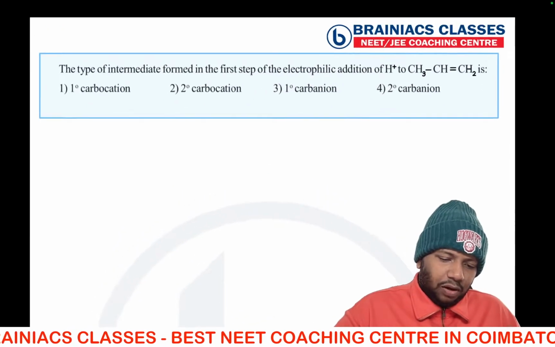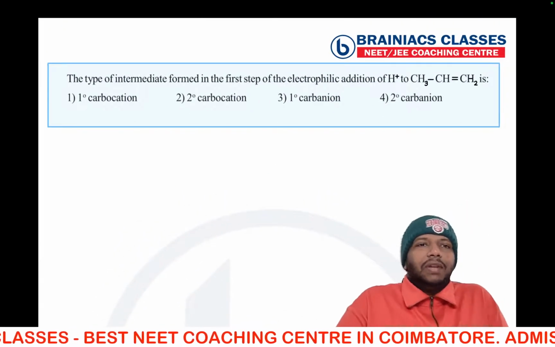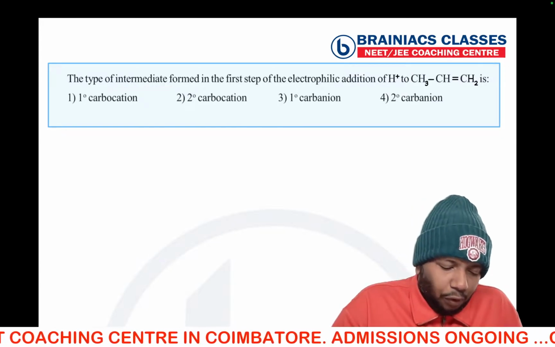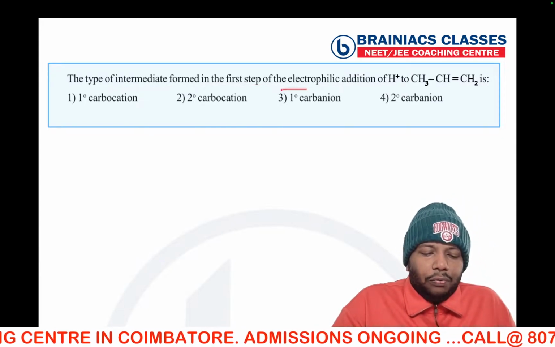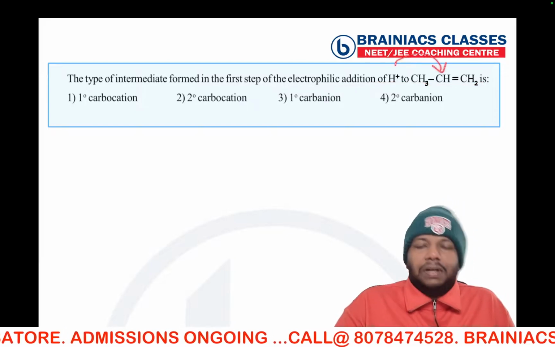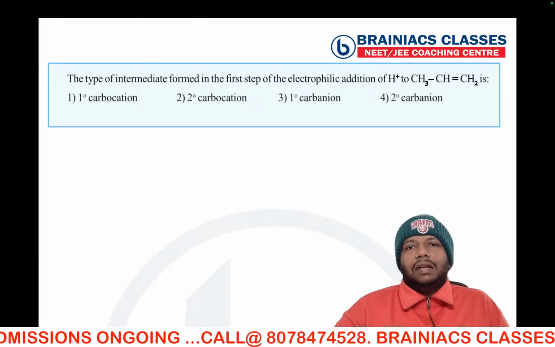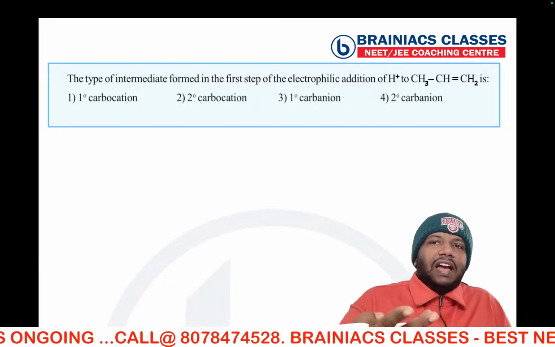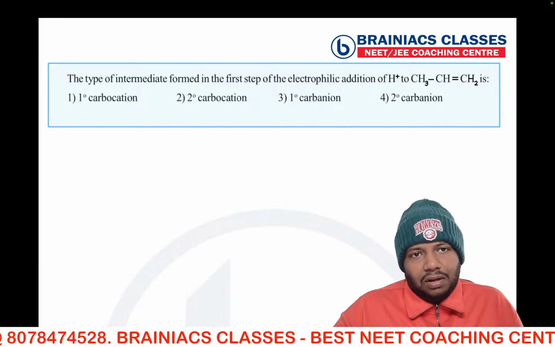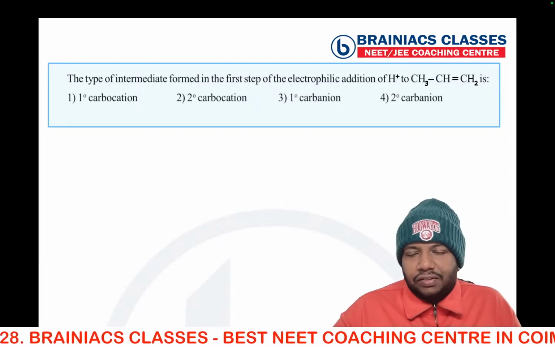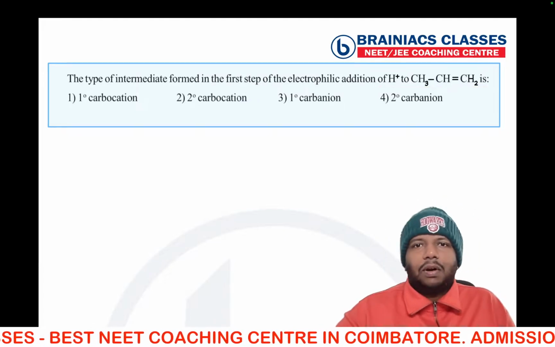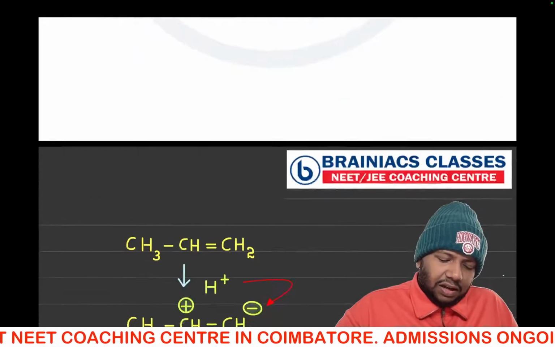So the next question they have shown here is: the type of intermediate formed in the first step of the electrophilic addition of H plus to this particular alkene. This is almost getting into reaction mechanisms of alkenes, but it is very important, because we need to learn the classification of reactions in this chapter. That's why this type of question comes from here. Let's try to understand how you need to do this.